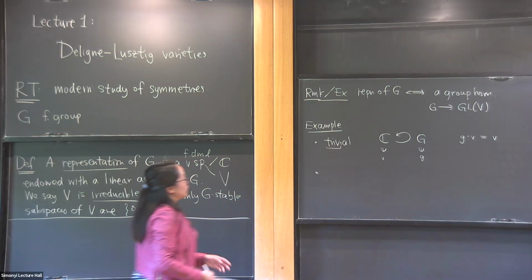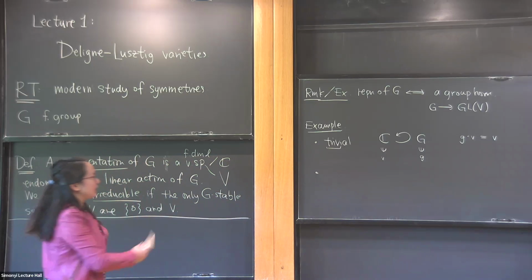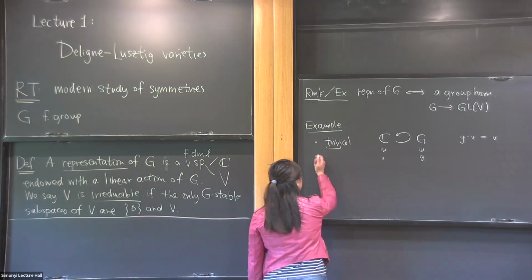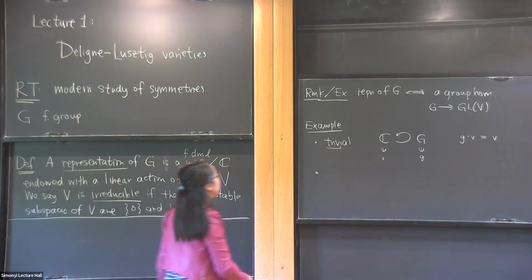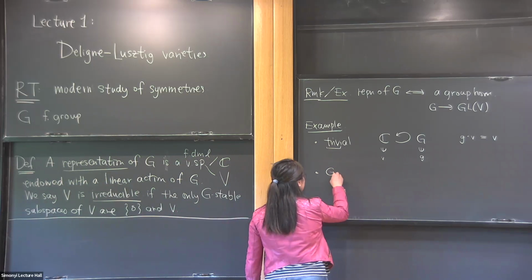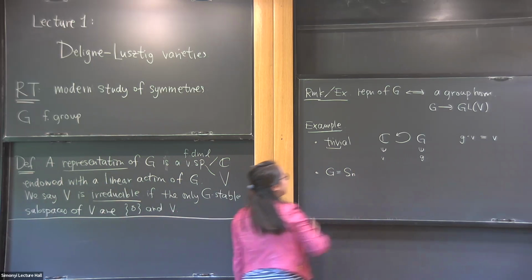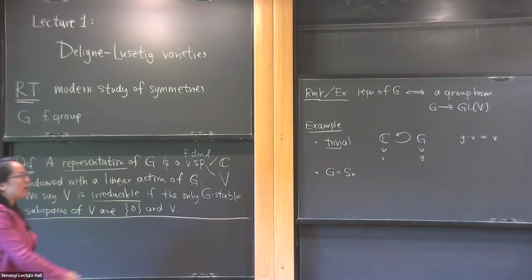Okay, so this is the first example. Let me do another example that has kind of a flavor of some of the things that we'll see, even though it's for a rather different group. Let's take G to be S_n, the symmetric group on n things. So this is all ways to permute n things.